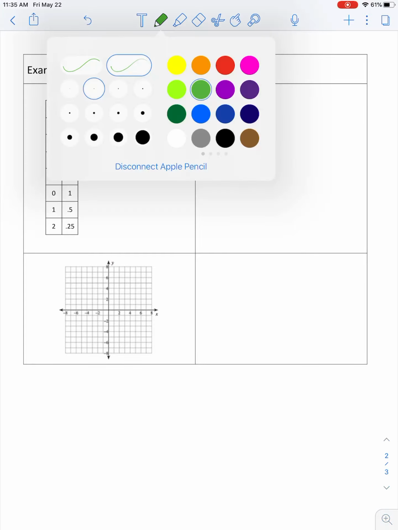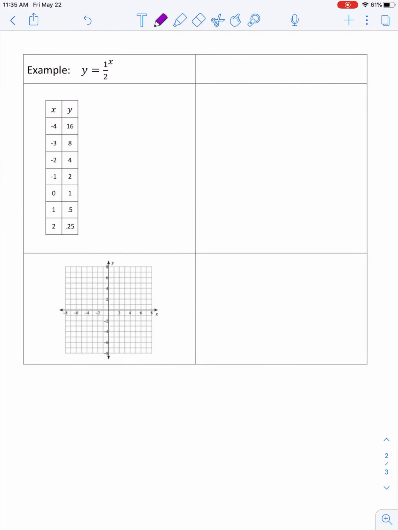All right, let's take a look at another example here. Okay, and yes, I know we don't like fractions, but we're going to look at one anyway. So from an equation, from a table, from a graph. Again, looking at this, if it's an exponential equation, the variable x is going to be in the exponent. So this would be exponential because x is in the exponent.